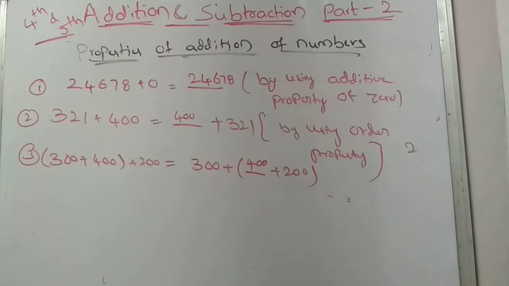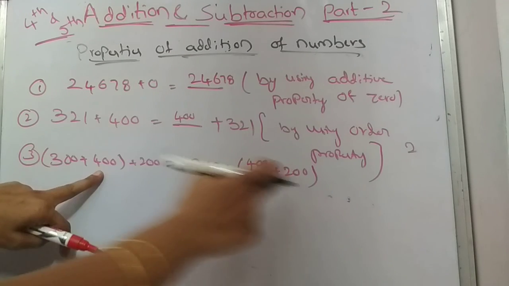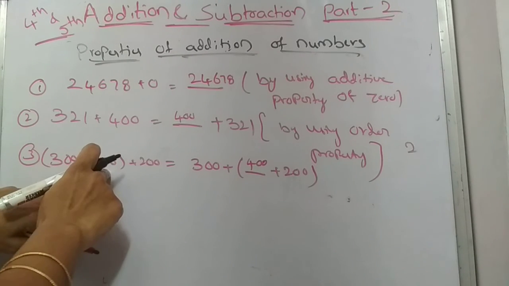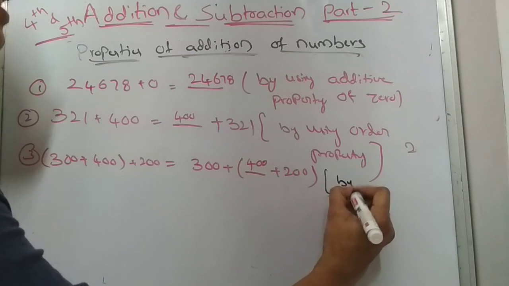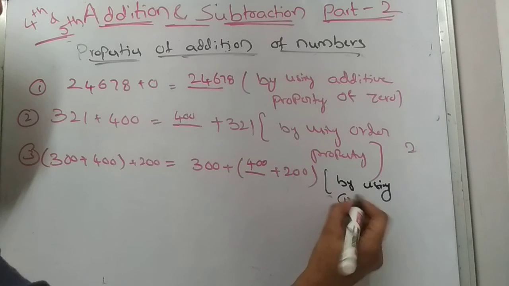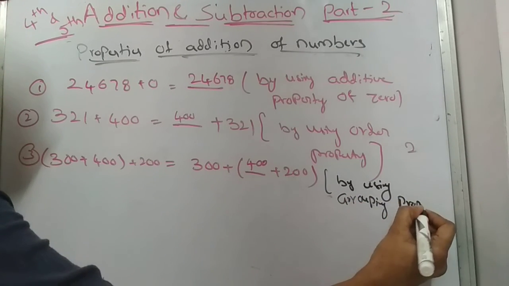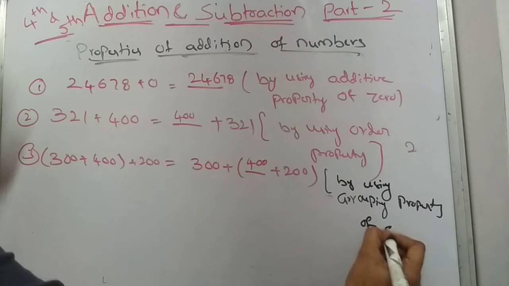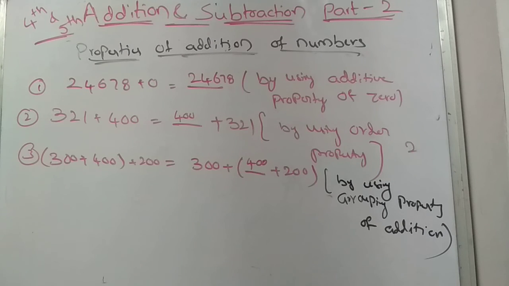Because here, which number is not there? The first number 300 is there, the second number is 400, the third number is 200. They already gave 200, and the last number is not given. So the answer is 400, by using the grouping property of addition. Now clear, right? If you have any doubt, please give a comment. These are all the properties of addition of numbers.